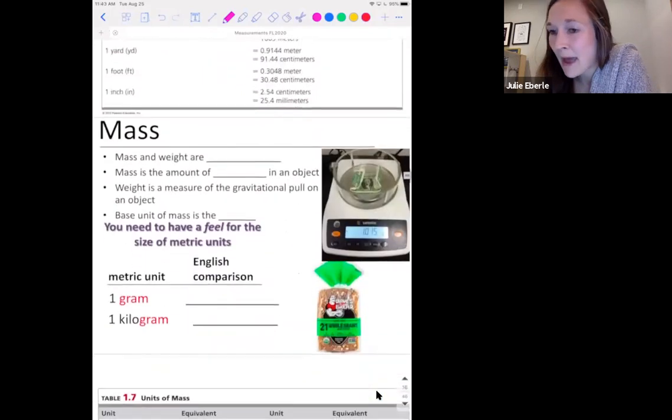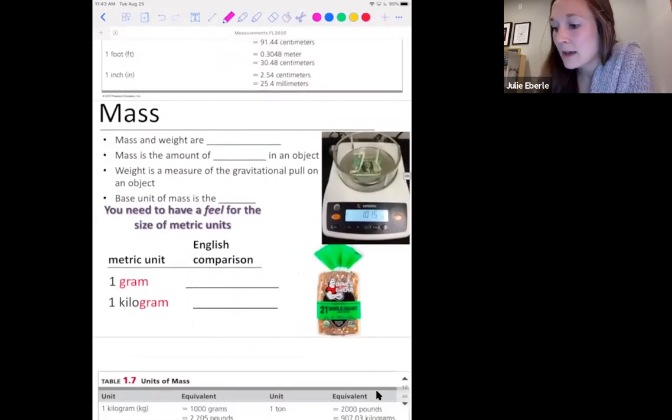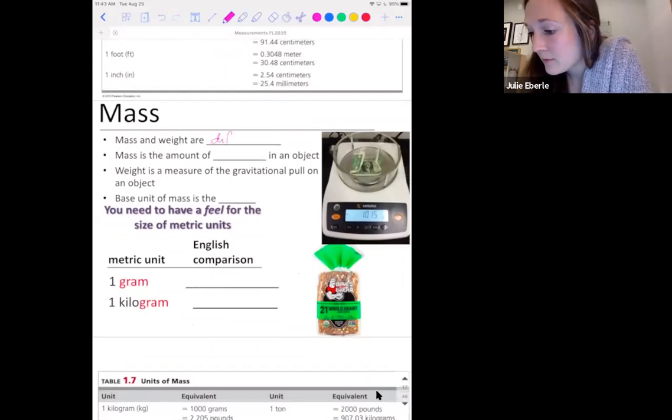Let's move on to the base unit mass. So that was our second base unit. First off, mass and weight are different.